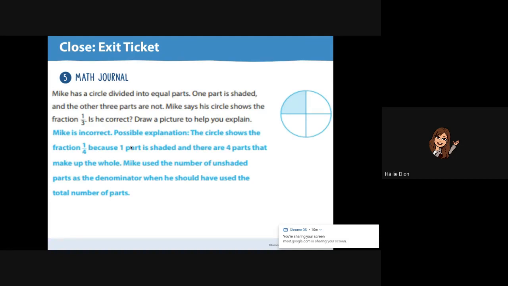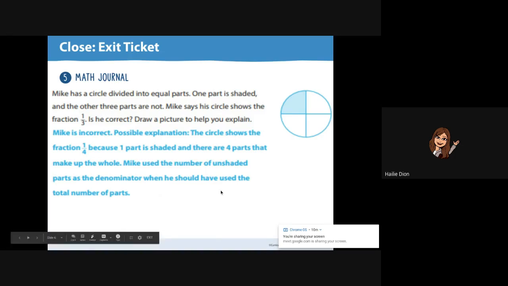So Mike is incorrect. The circle shows the fraction 1/4 because 1 part is shaded and the other 3 parts are not, and together they make up the whole circle. Mike used the number of unshaded parts as the denominator when he should have used the total number of parts altogether. So he didn't count the 1 shaded, he just counted the ones that didn't have anything shaded at all. So he was incorrect.